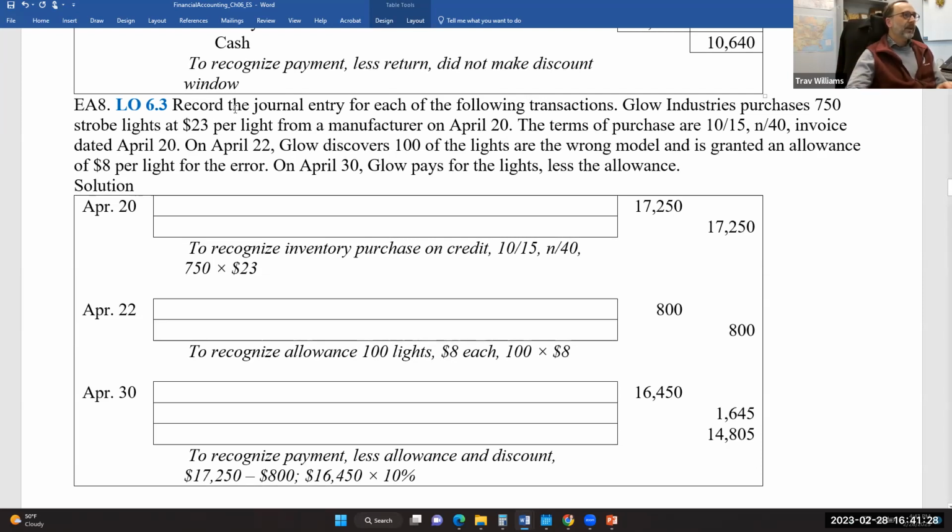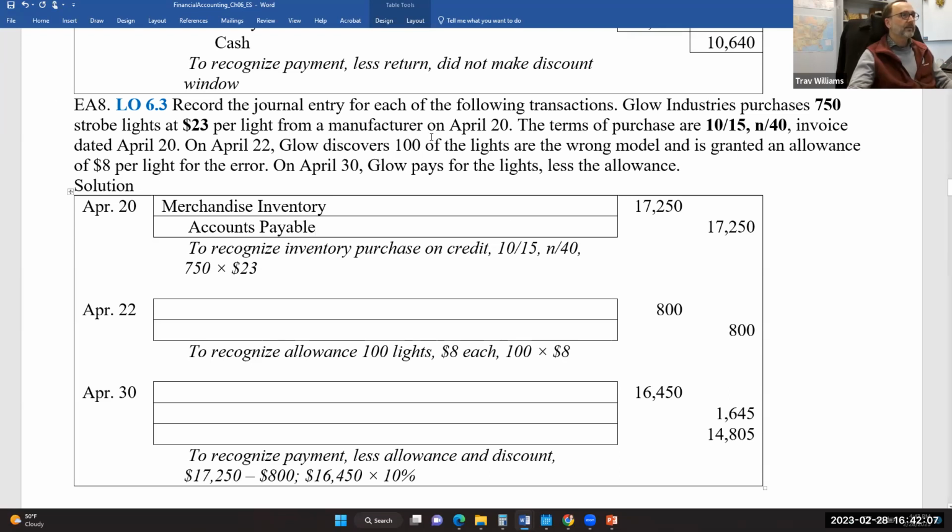Okay, exercise number 8. Some more general entries for a company purchasing strobe lights. They buy 750 at $23 each. And these are the payment terms. Okay, so let's go ahead and journalize. Oh, actually, we already have the calculation here. So that was the cost of the purchase. Again, it's merchandise inventory. And because they haven't paid, it's accounts payable, right?